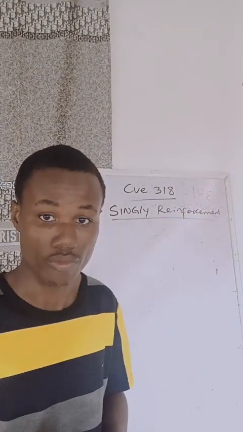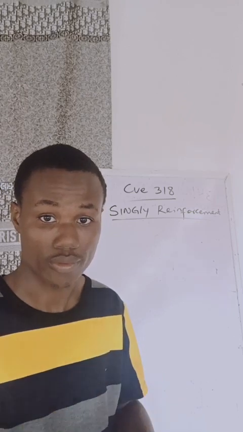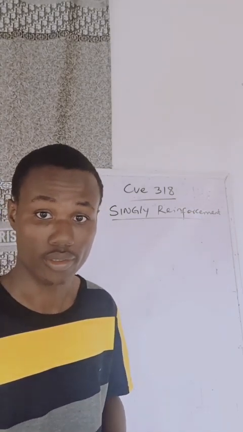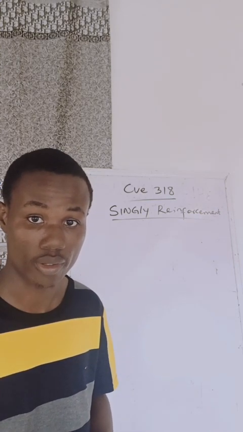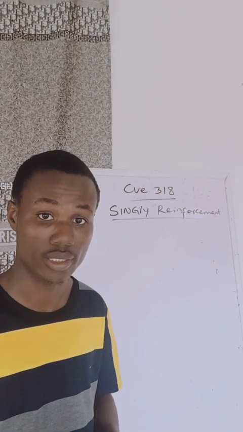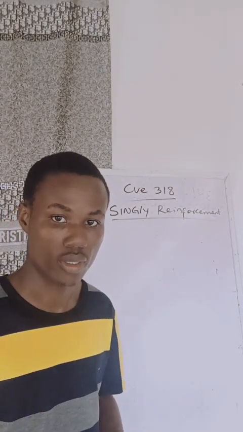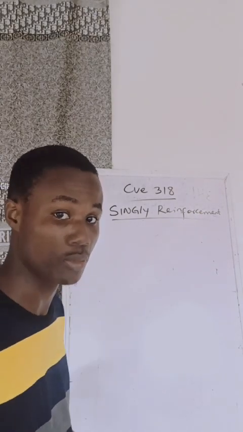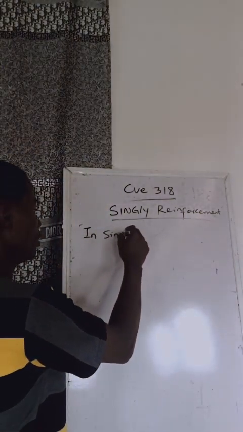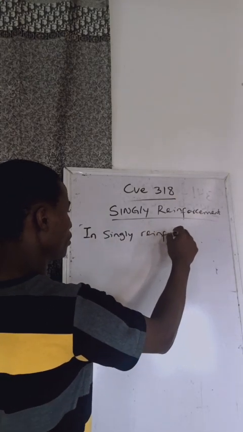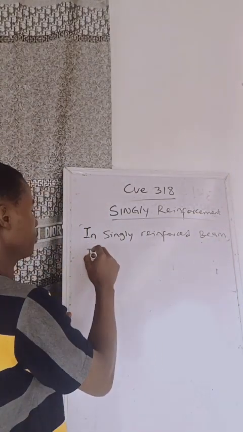So in singly reinforcement, compressive stress is applied. And in singly reinforcement, tensile reinforcement is not required. In a singly reinforced beam, reinforcement is not required. So in simple terms, in singly reinforcement, they're going to be having something like this: a singly reinforced beam, tensile reinforcement is not required.